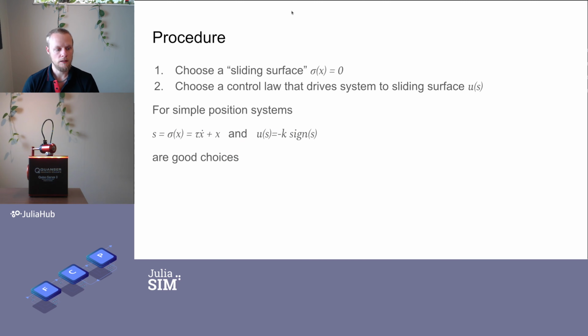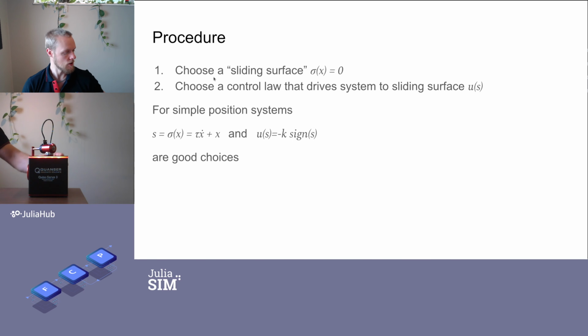So the procedure you have to go through when designing at least a simple sliding mode controller is you design something that is called a sliding surface. So it's some function of the state x that should equal 0 along the sliding surface. And then you choose a control law that drives the system there. So the control law is a function of this sliding variable. So it should ideally be 0 at the sliding surface, but outside the sliding surface it has some non-zero value.